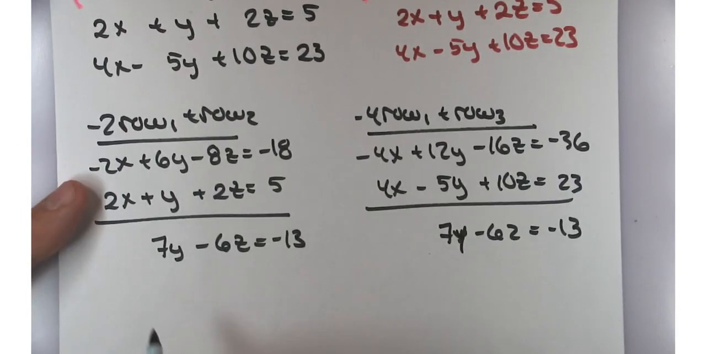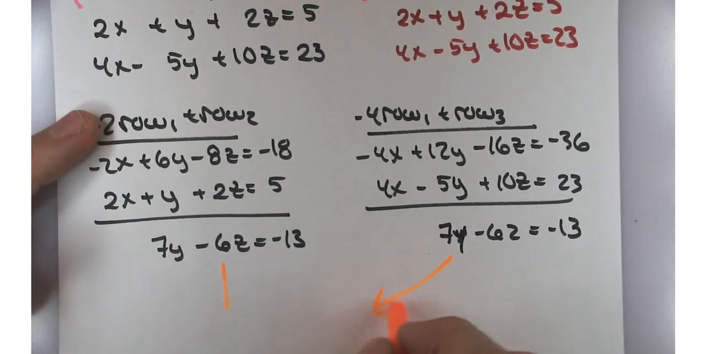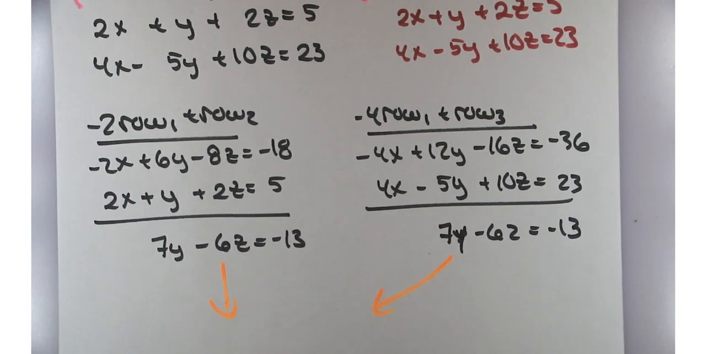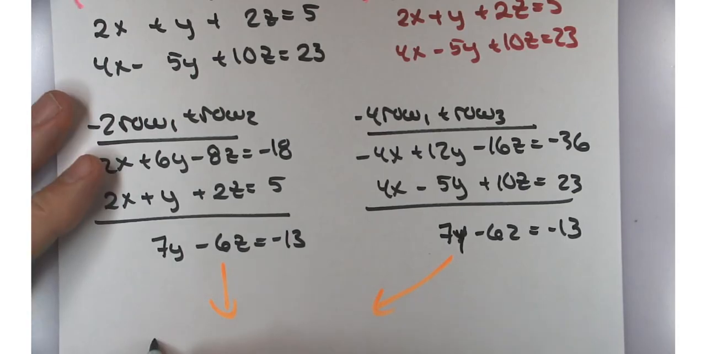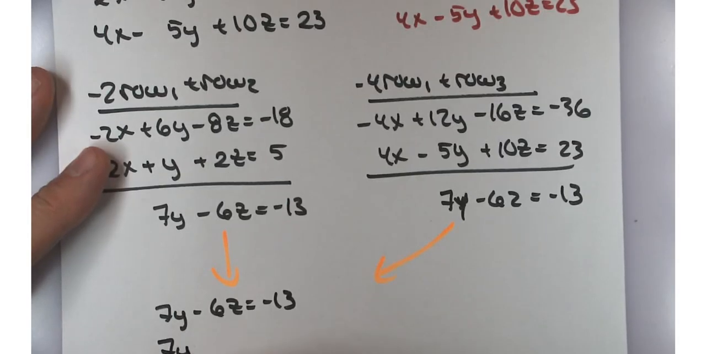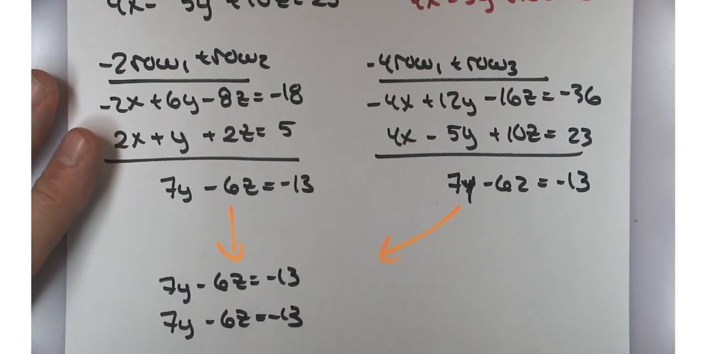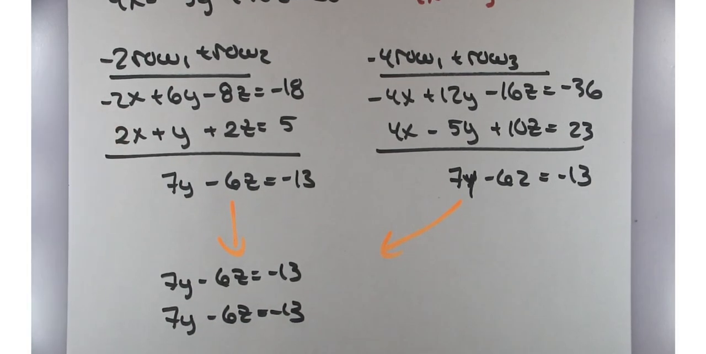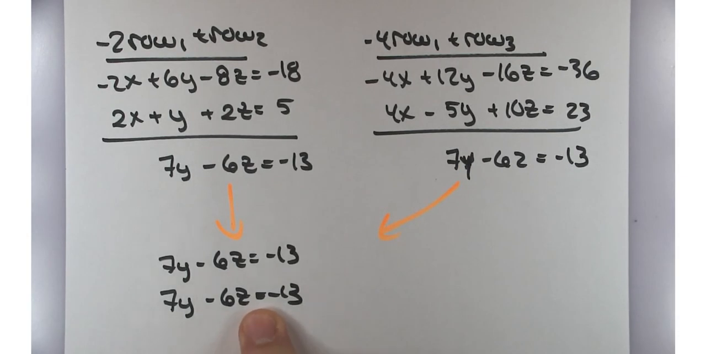All right, well, let's put those two equations together. They're kind of looking familiar, aren't they? 7y minus 6z equals negative 13. And 7y minus 6z equals negative 13. I did not make a mistake in my arithmetic here. Those are the two equations we got. Before I finish this, does anyone want to make any predictions? What do you think is going on with this system of equations?